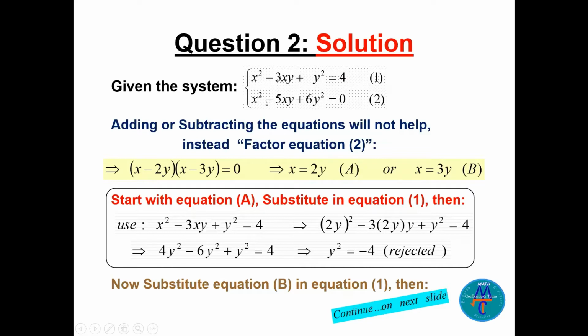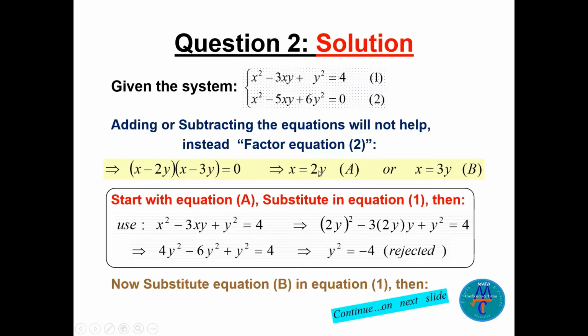So instead, I can take equation 2 since I have a 0 here and factor it. So I will factor equation number 2, x minus 2y times x minus 3y is equal to 0. Then I can take this one, x is equal to 2y. This is equation A. X equals 3y. This is equation B. So I will take each equation separate.